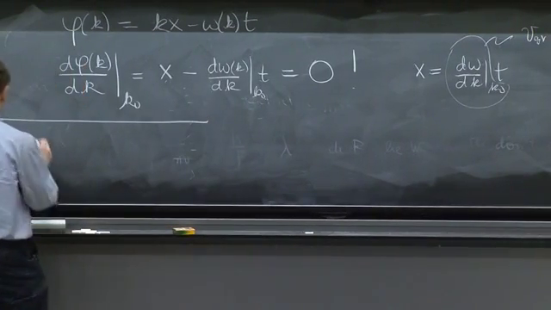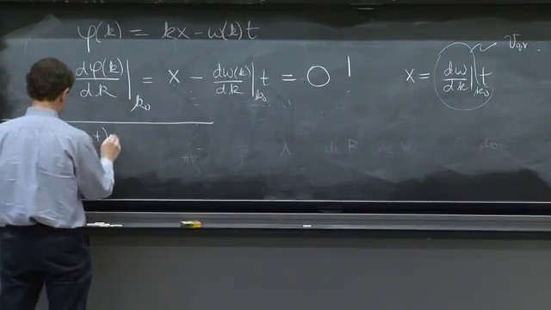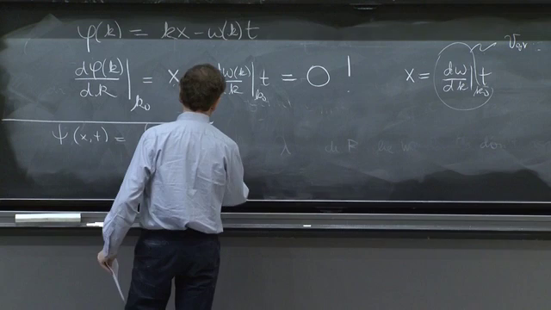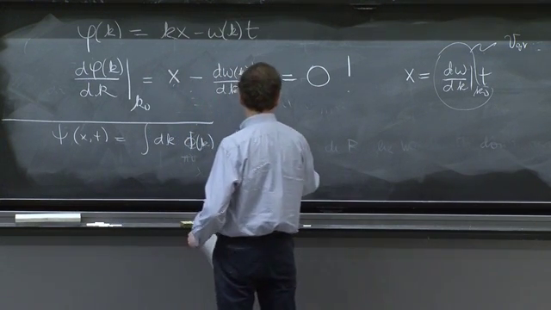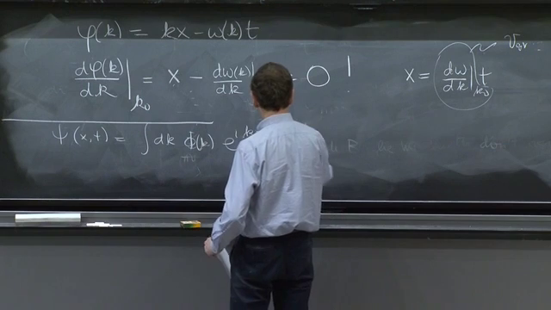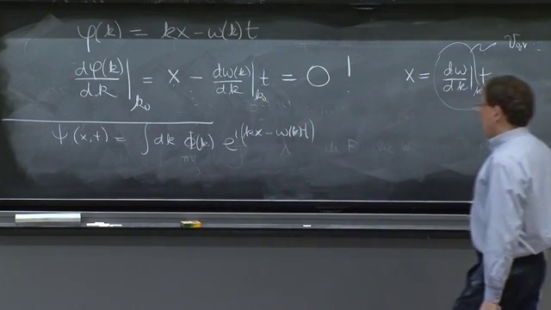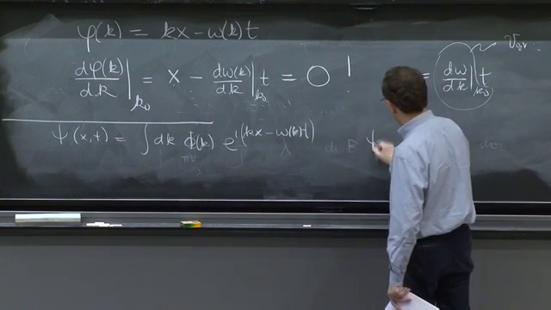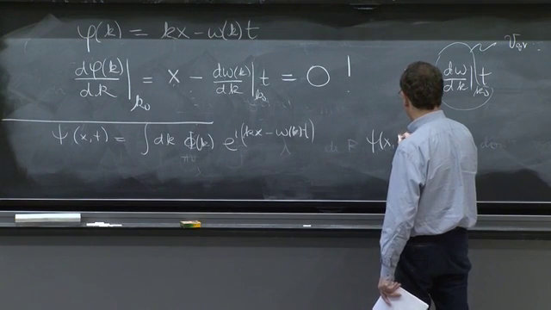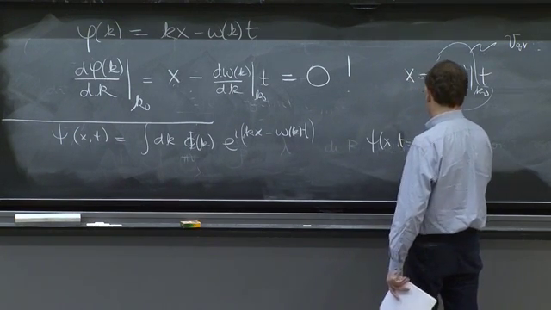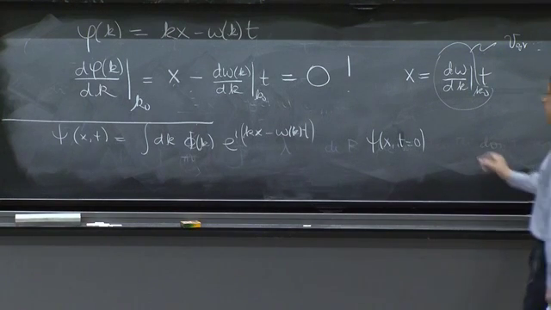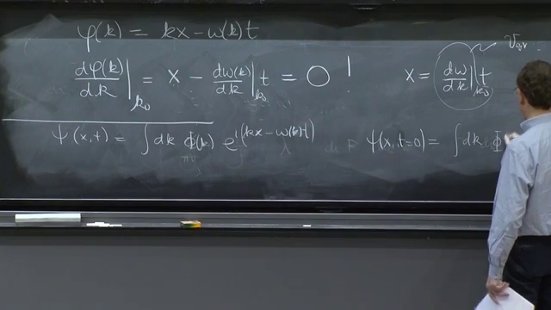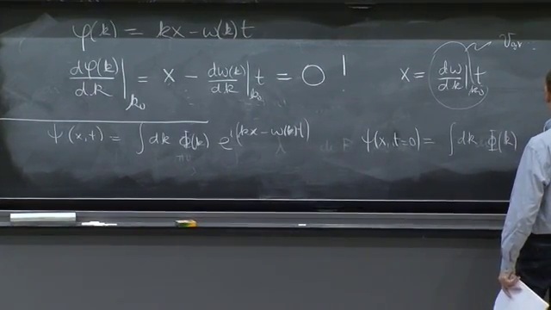So here it is. We have psi of x and t. It's the integral dk phi of k e to the i (kx minus omega of k t). Okay, it's useful for us to look at this wave at time equals 0 so that we can later compare it with the result of the integral. So psi at time equals 0 is just the integral dk phi of k e to the i kx.